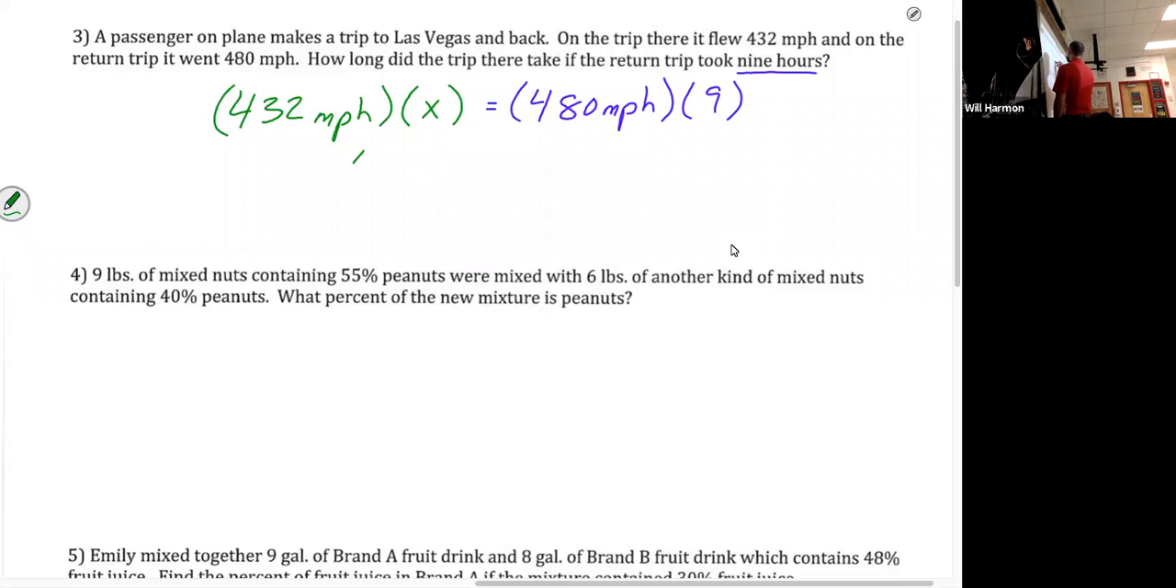Well, 432 times x is 432x. And then we can do it quicker. What's 9 times 480? Now we go ahead and we divide by 432.